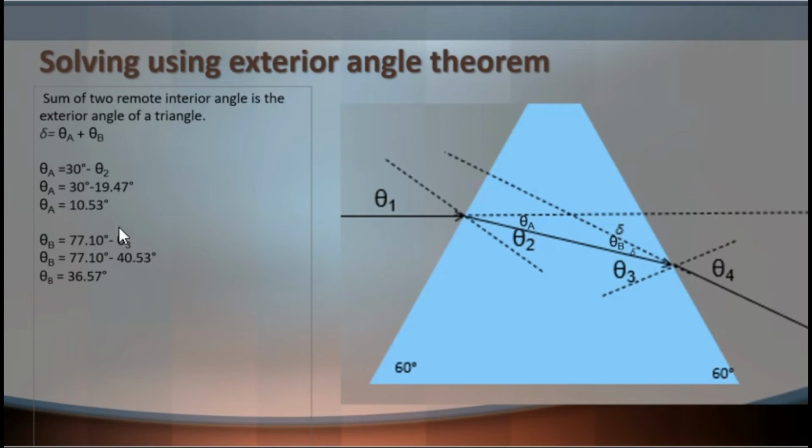So we already know theta A and theta B. Plugging them into this exterior angle theorem expression will give us 47.1 degrees for the deviation. So let's continue to the next way of doing it, by using the formula, right?